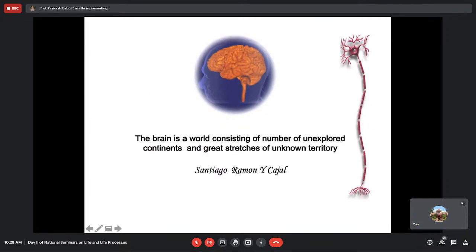Now, as you know, the brain is a very special organ in the body. Though scientific advancement has revealed a lot of things about the brain, still a lot of things are unexplored or unknown. Therefore, a lot of research is essential in brain research.